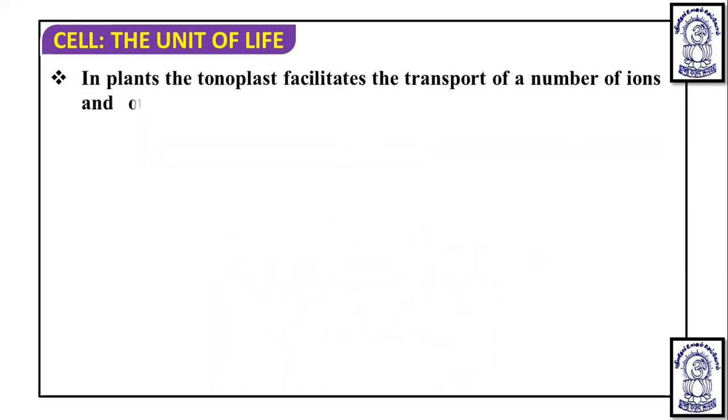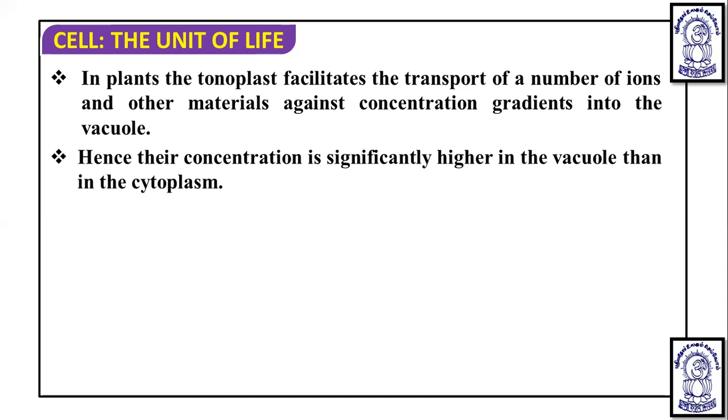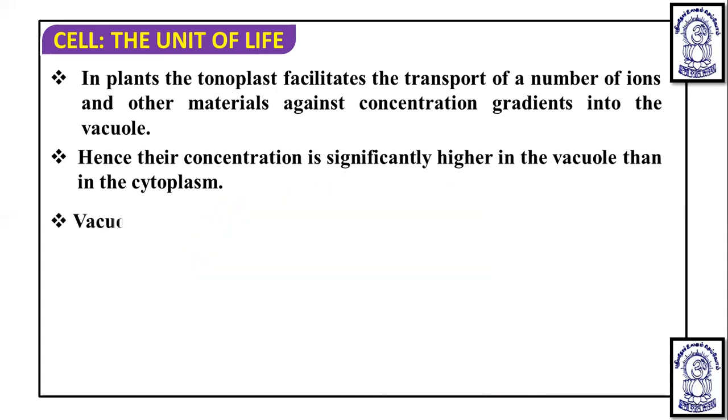The tonoplast is a selectively permeable membrane, so it facilitates the transport of a number of ions and other materials against a concentration gradient into the vacuole. It pushes them into the vacuole against the concentration gradient, using energy by the activity of transport proteins. Hence, their concentration is significantly higher in the vacuole than in the cytoplasm. So all these waste materials and excretory products are more in the vacuole than the cytoplasm. So what is the important role of the vacuole? Osmoregulation, which is the regulation of water.